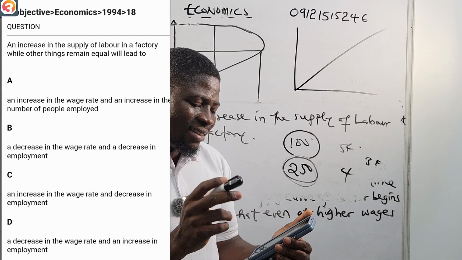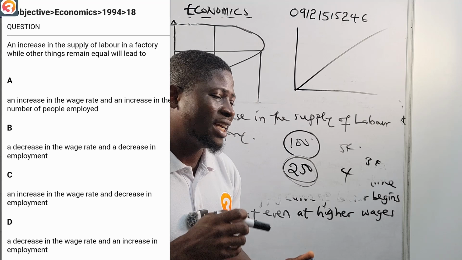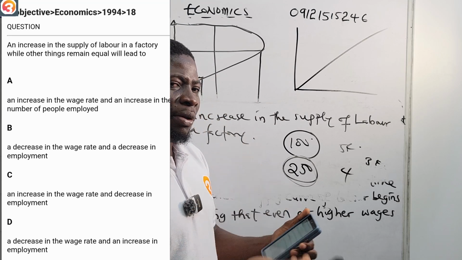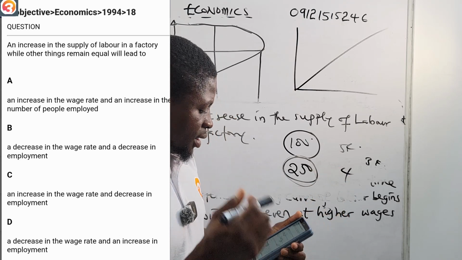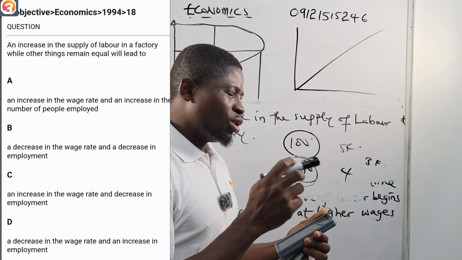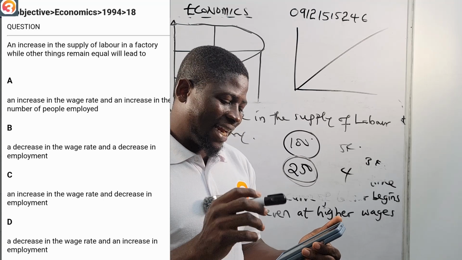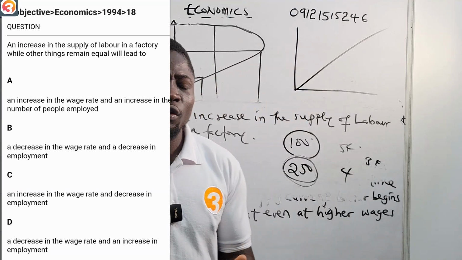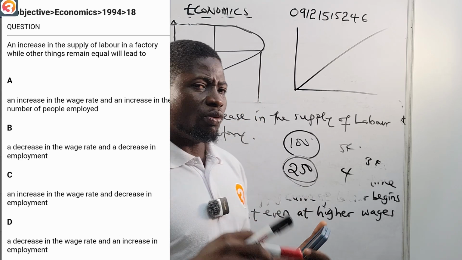B says a decrease in the wage rate and a decrease in employment. The wage rate will actually decrease, but employment will not decrease because more people are being employed. That means the employment rate will increase. C says an increase in the wage rate. The wage rate will not increase; we have talked about that. So this is a decrease in the wage rate and an increase in employment. Correct. Option D is the most accurate answer for this question. The wage rate will reduce, but employment will increase.